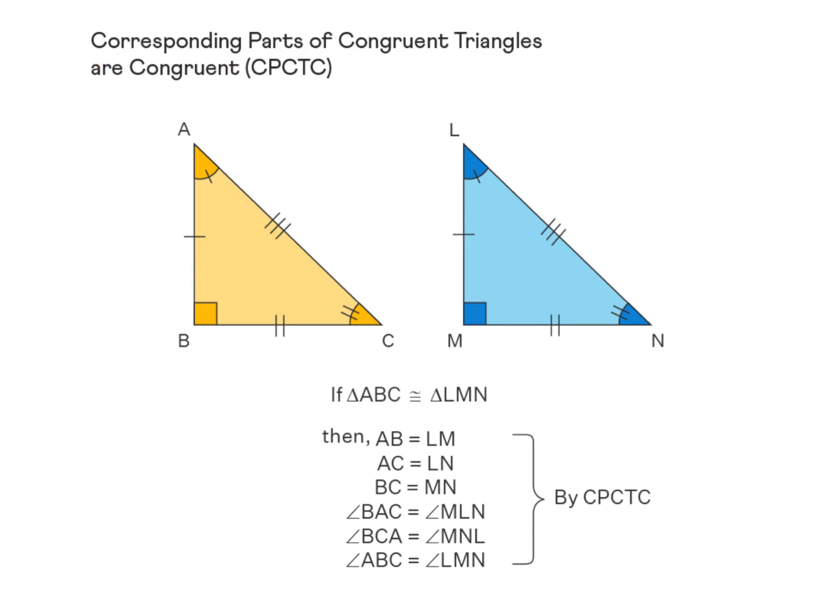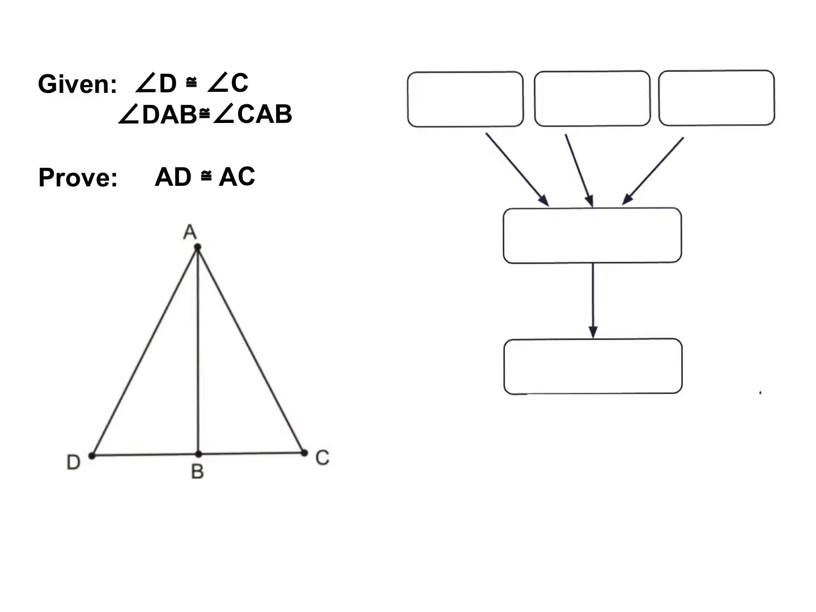So what do we mean by corresponding parts? Well, if those triangles are congruent, then we know that all of the corresponding sides are also congruent, and also all of the corresponding angles are congruent. So really, again, if we have congruent triangles, we can say that all the matching sides are the same, and also all the matching angles are the same. So let's take a look at a proof that would involve that property of corresponding parts.